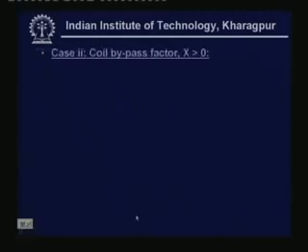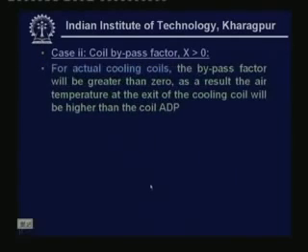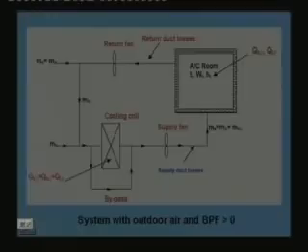Now, let us look at another case, case 2, coil bypass factor X is greater than 0. For actual cooling coils, the bypass factor will be greater than 0, because it is not possible to have a perfect coil. So, you will always have some amount of bypass factor. As a result, the air temperature at the exit of the cooling coil will be higher than the coil ADP, and the process gets modified.